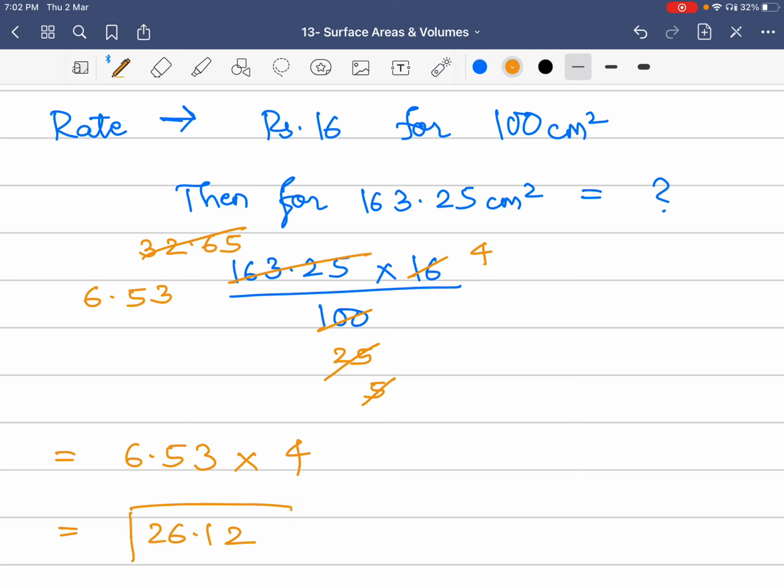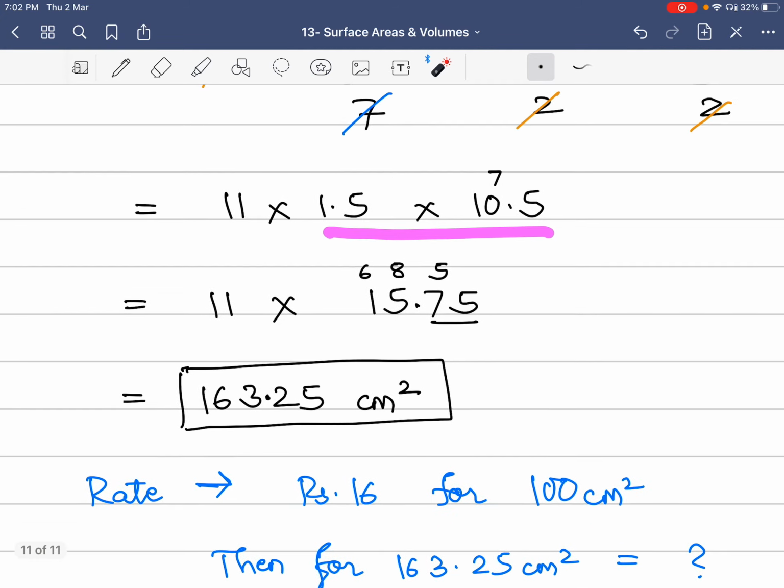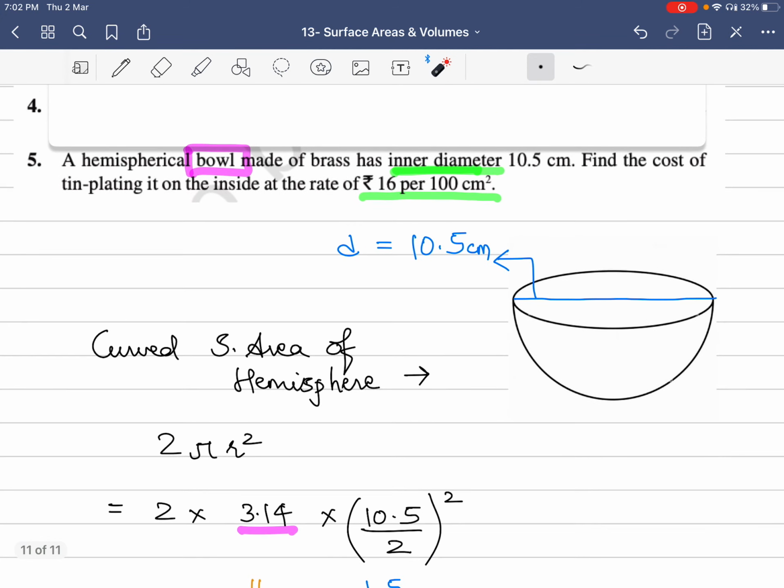Basically for 100 centimeter square it's 16, so for 50 centimeter square it will be 8. So 16 plus 8 is equal to 24. So 24 for 150 centimeter square and a little bit more than that. Anyway, 26.12 rupees is the answer, the cost for doing this tin plating. I'm just going to write here: answer is rupees 26.12. Nothing very complicated. All we have to decide while solving this question is whether we need to use curved surface area or the total surface area. Once that is made, it's a very simple and straightforward problem. That's all.